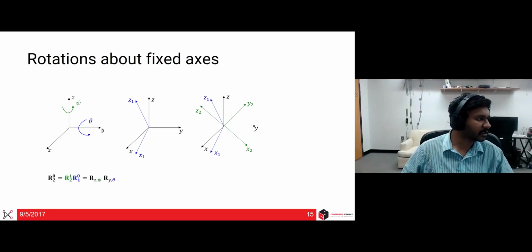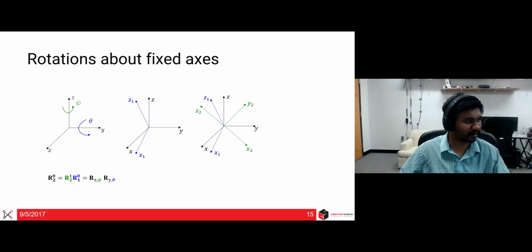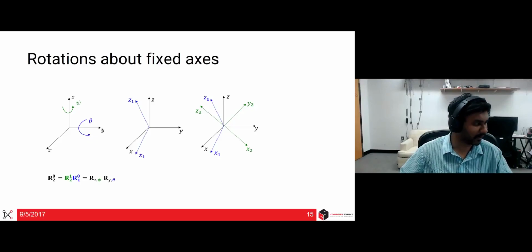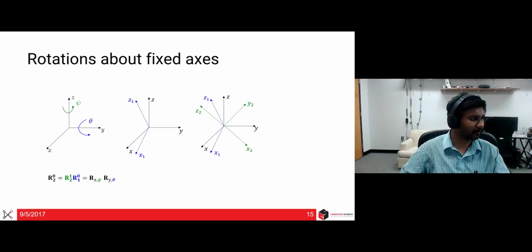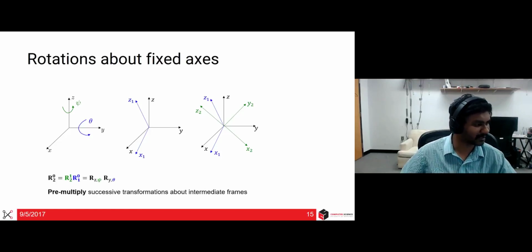Okay, so as you would have guessed, it's not exactly the same as before, and the rotation order has been swapped. So R20 is R21 into R10, which is pre-multiplied. So we did the rotations in the opposite order. So pre-multiply successive transformations about intermediate frames.